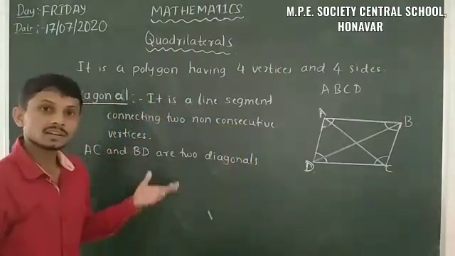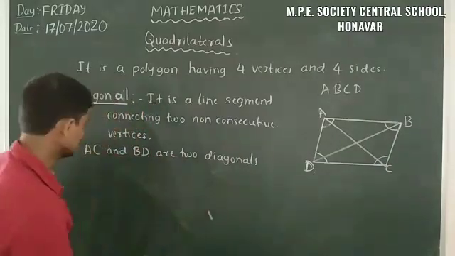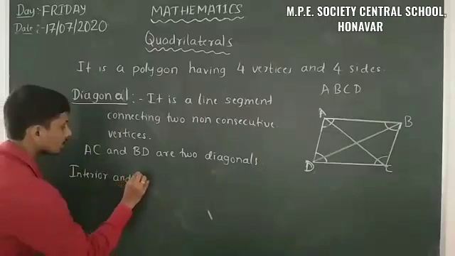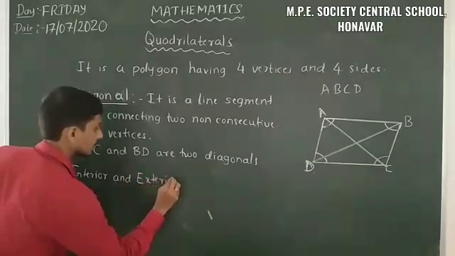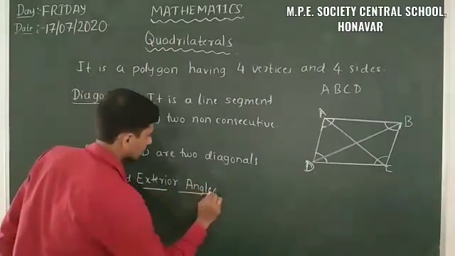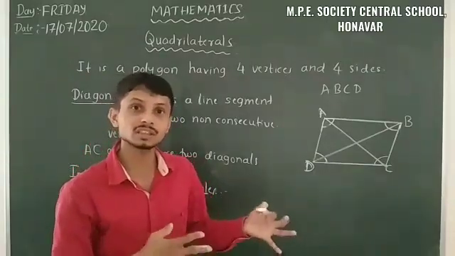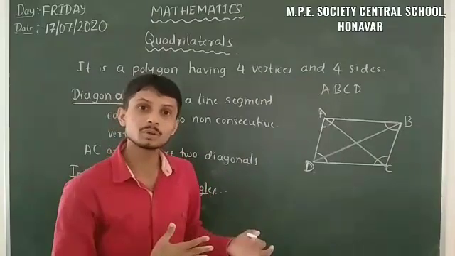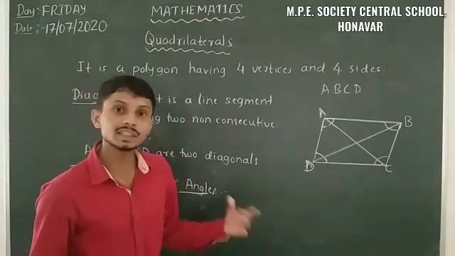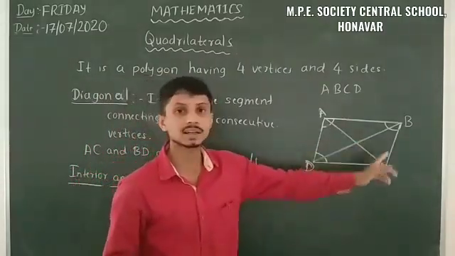Yes. Then we go to the next terminology, that is interior and exterior angles. Interior angles we already know about: the deviation between any two line segments, the deviation between any two sides here. So here interior and exterior angles are there. Interior means inner angles. So here there are four inner angles.